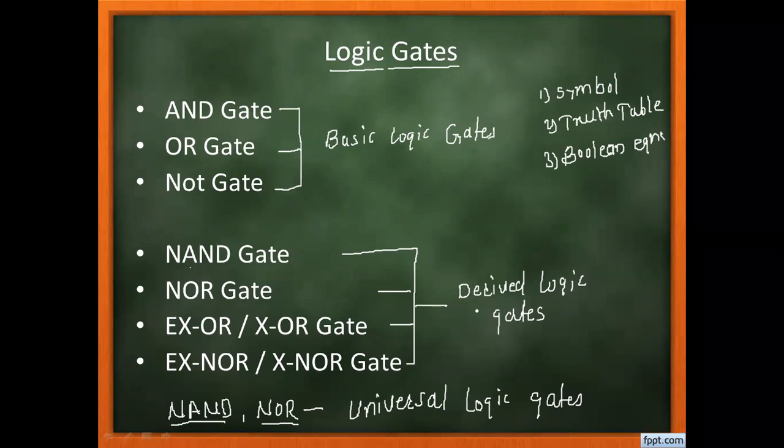So these three things we are going to discuss for all these 7 logic gates. After that, we are going to discuss the NAND gate and the NOR gate separately, as they can act as universal logic gates. Then we will give the proof of how these 2 logic gates act as universal logic gates. So many MCQs will be formed from this slide, so please take a screenshot of it.